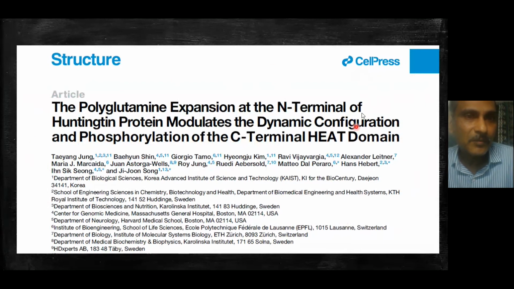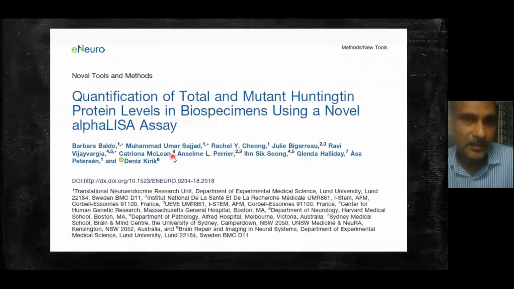This one is particularly on the role of different phosphorylation sites in modulating the conformation of the protein. Also, in collaboration with other groups, we developed a very sensitive assay to detect the Huntingtin protein levels in biospecimens. This was a novel alpha ELISA assay, and we published this paper in the eNeuro journal.